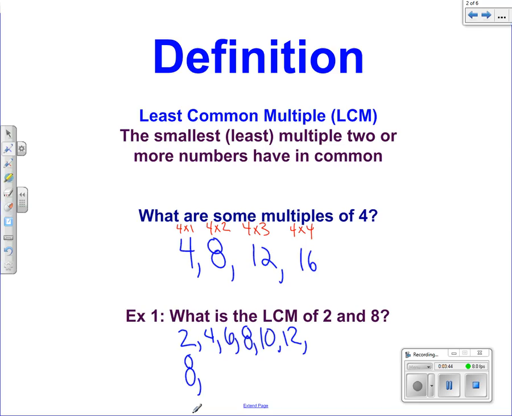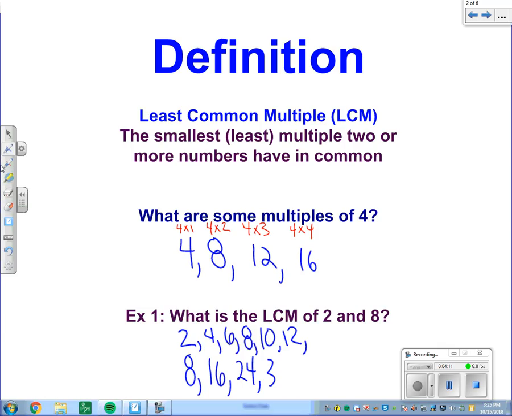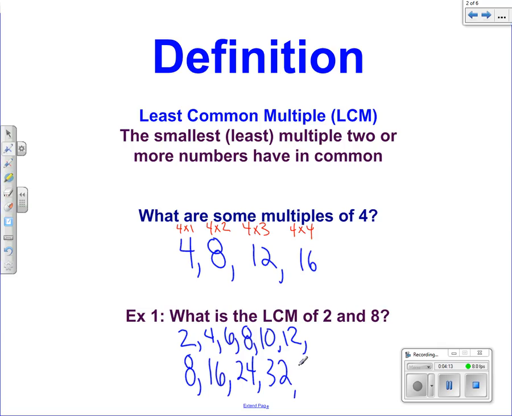My list for 8, I count by 8. 8 times 1 is 8. What's my next multiple? 16. 8 times 2 makes 16. My next multiple, 8 times 3, 24. And we'll just do a couple more for grins and giggles. I think I messed up, didn't I? I did. That's all right. That's why we have erasers. All right, so we got 32, 40. And we could keep going on and on, but there's no reason to, because hopefully in our lists we can find our LCM.